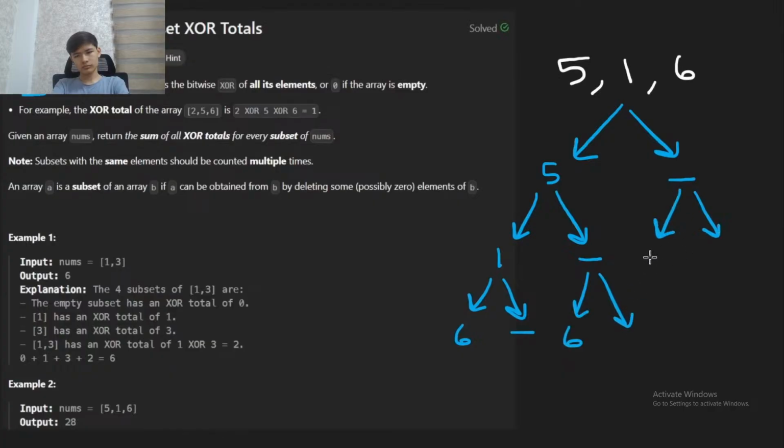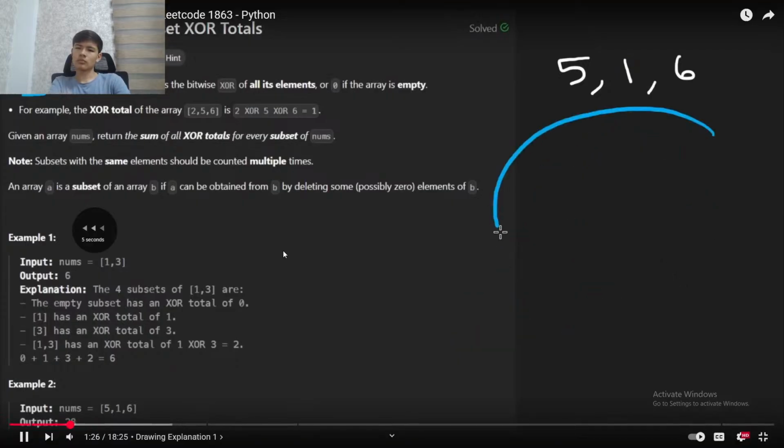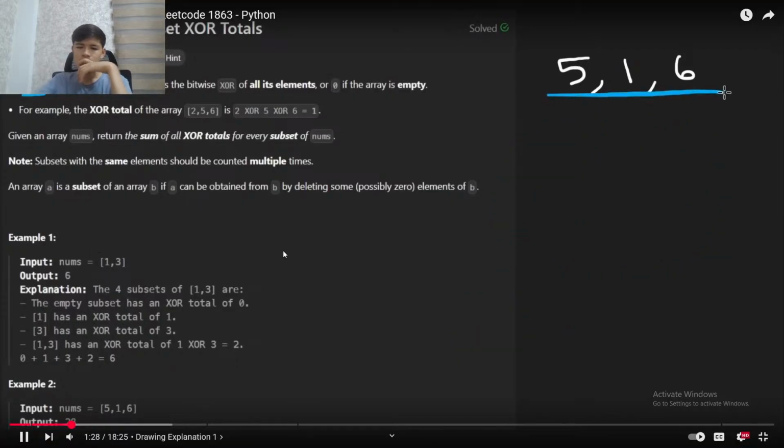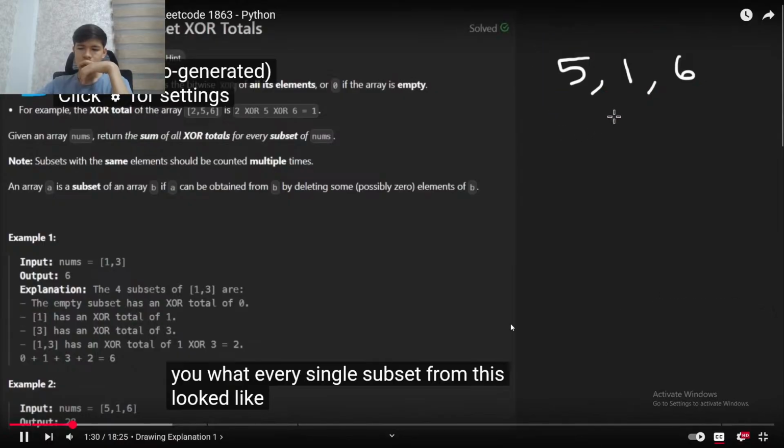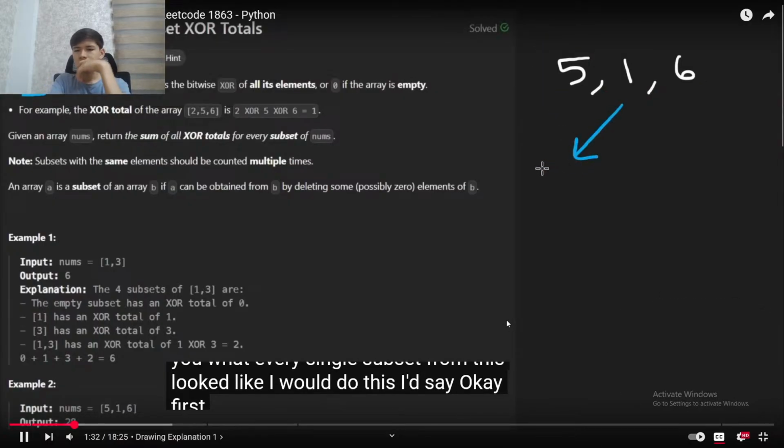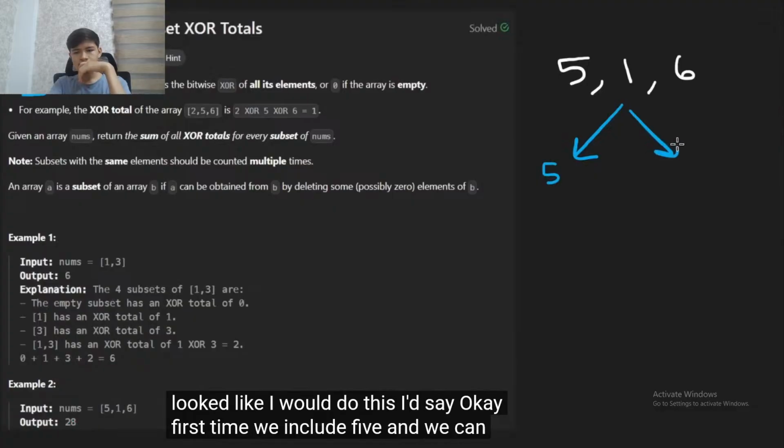I'll just quickly draw it out here. We're at the second choice. First time we include 5, and we can also skip 5.